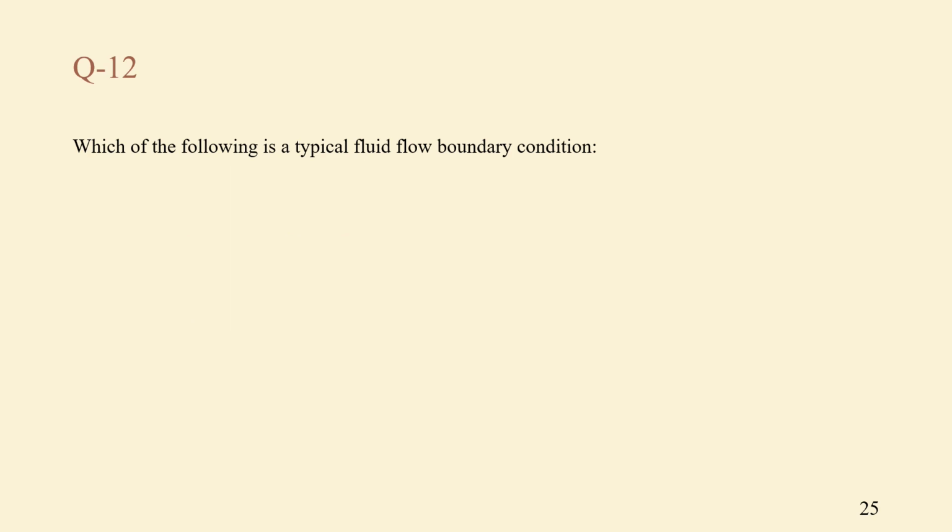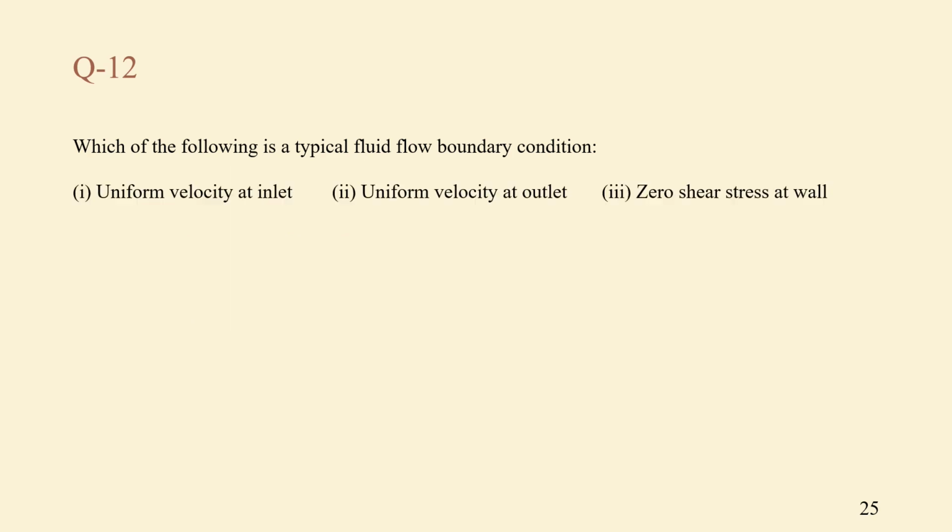it is asked which of the following is a typical fluid flow boundary condition. Option 1, uniform velocity at inlet; option 2, uniform velocity at outlet; option 3, zero shear stress at wall. A typical fluid flow boundary condition is velocity at inlet, because we would normally mention that when fluid is flowing from this particular inlet and reaching the outlet, the velocity is some 1 meter per second or something. Uniform velocity at inlet is a commonly found fluid flow boundary condition.